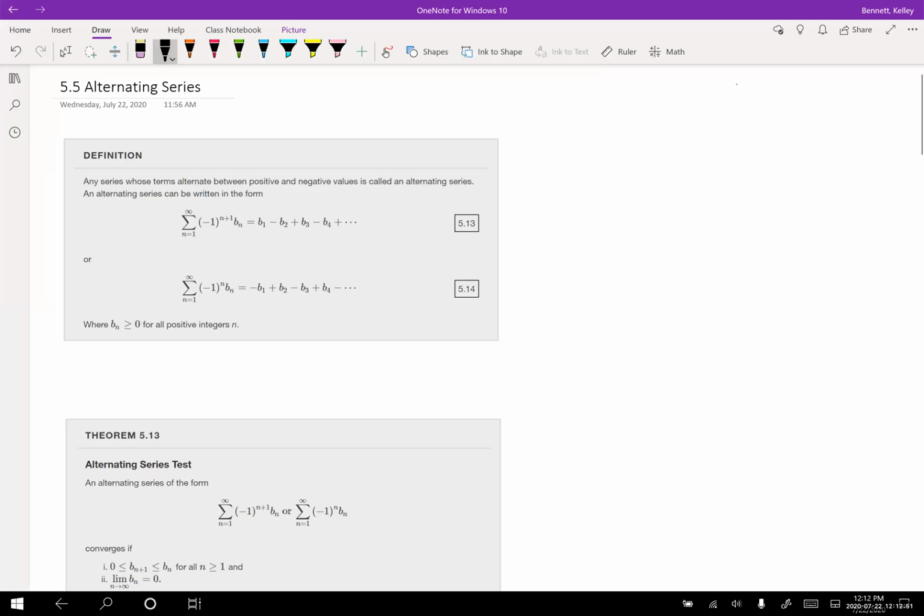All right, so next we have alternating series. Alternating series are basically just like any other series, except that they kind of flip-flop their signs. So it'll be plus, minus, or minus, plus. So that's what the definition is saying here.